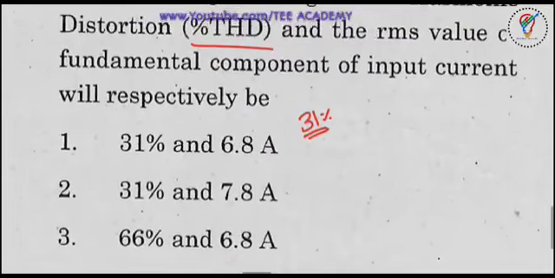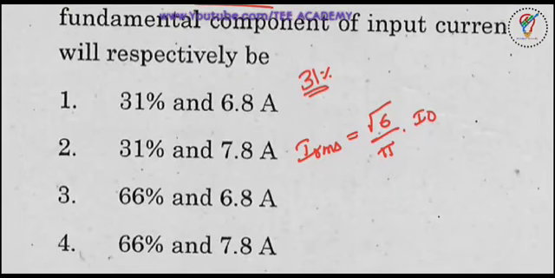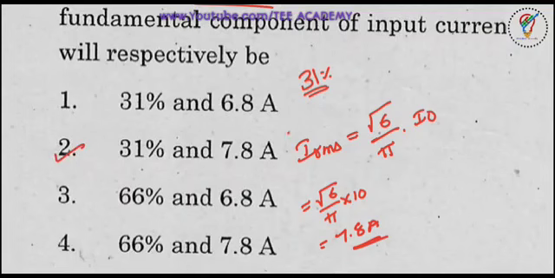Now the next one, the RMS value of the fundamental component. The RMS value of the fundamental component is equal to square root of 6 divided by pi into I naught. So this is the formula here. Now square root of 6 by pi into 10, if you solve this, you will get 7.8 amperes of current. So the answer here is 31% and 7.8 amperes of current.